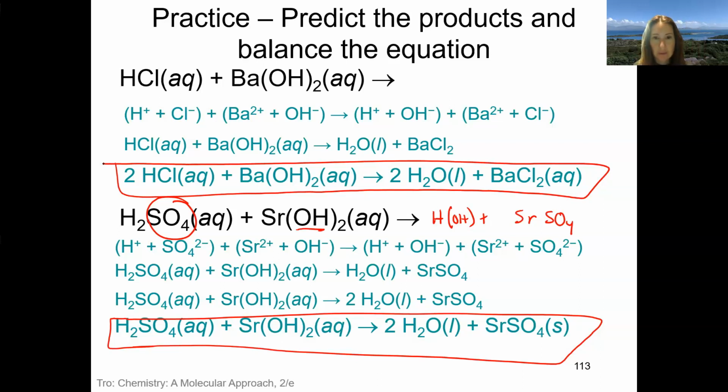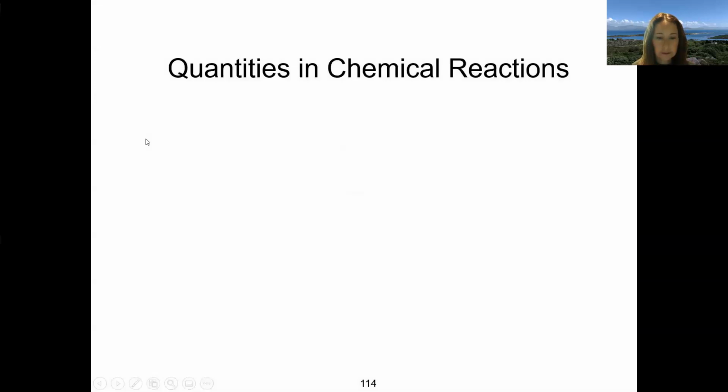Okay, so that's the end of our chemical reactions review. Just a reminder for your quiz today, it's on elements and compounds and atomic theory. Your quiz on Tuesday is what we've lectured on during this module, like the mole, aqueous solutions, and chemical reactions up until this. The next part we're going to do is quantities in chemical reactions.